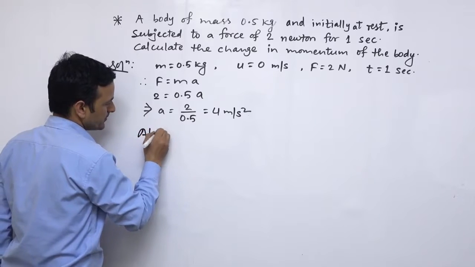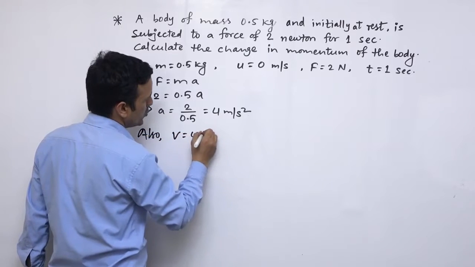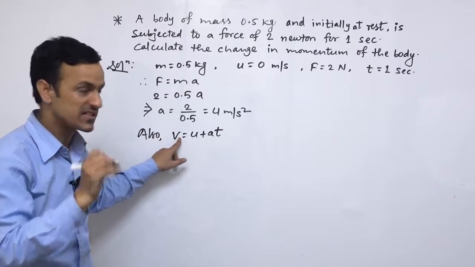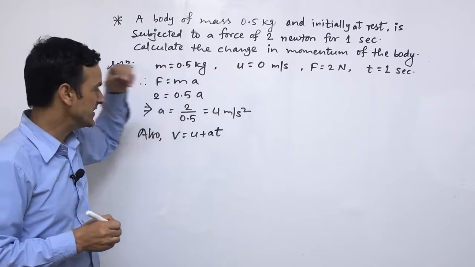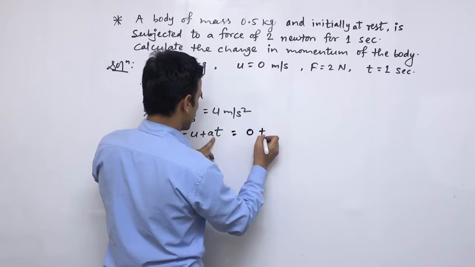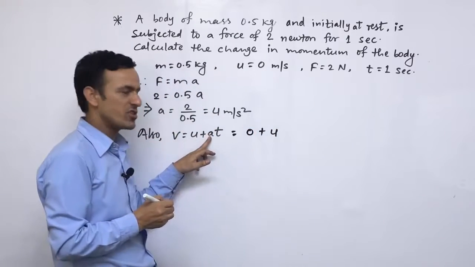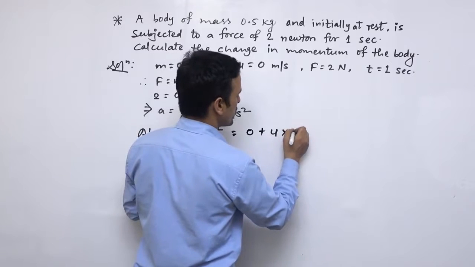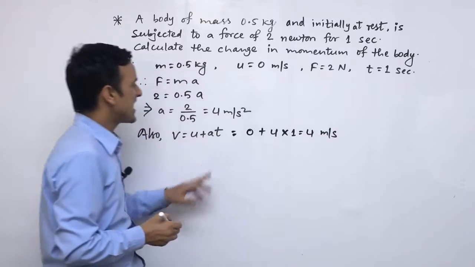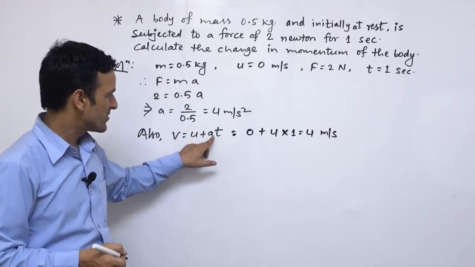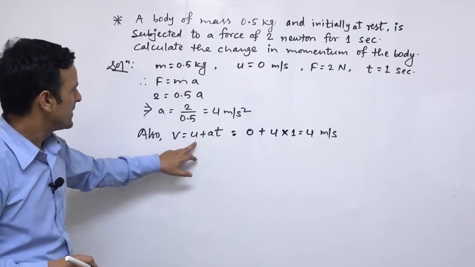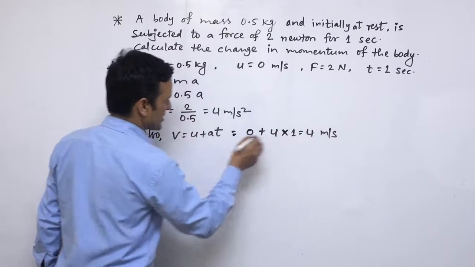And also v is equal to u plus at. यहाँबाट हामी v निकाल्न सक्छौं. हामीलाई फाइनल भेलोसिटी चाहिन्छ. इनिशियल भेलोसिटी त 0 छँदै छ. So final velocity will be, now u means it is 0 plus a means it is 4. Acceleration is 4 and time is 1. So it will be 4 meter per second. Time is 1, but acceleration is also 4. So in this way, we can find out the value. And velocity is also 4.